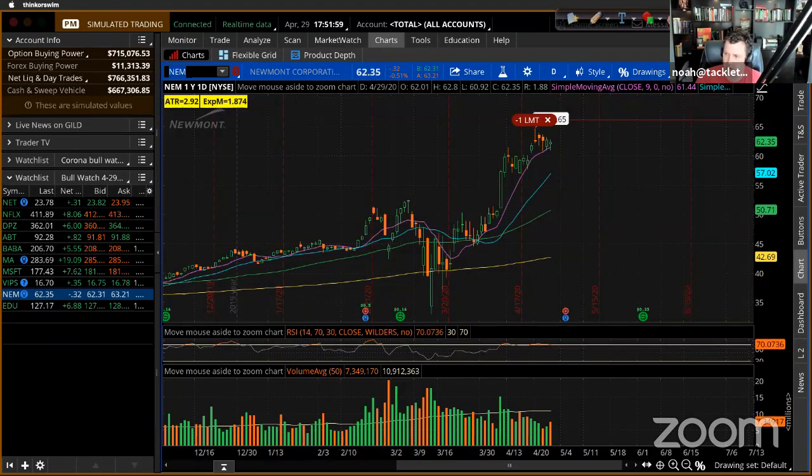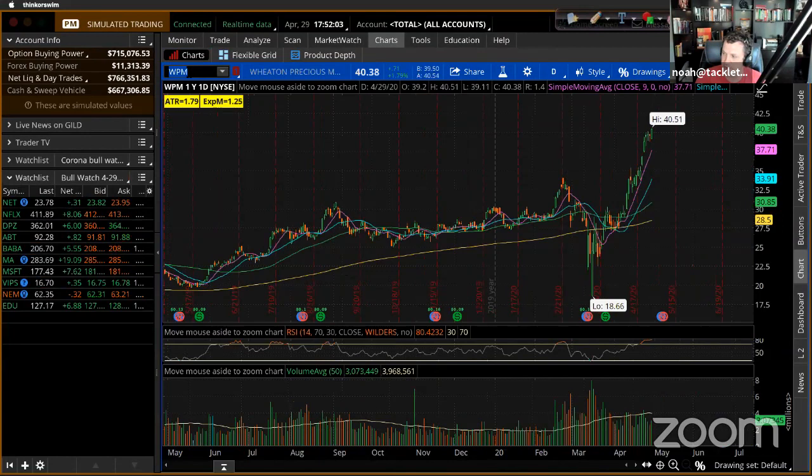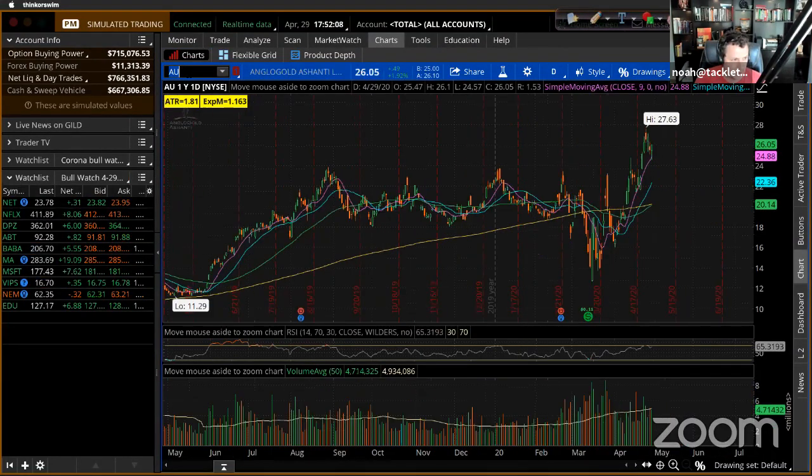We can just look at the gold miners index, the GDX. It broke out and ripped. We had wheat and precious metals on there. It broke out and ripped. We had AU on there. It broke out and ripped. Nailed it. Totally worth being a Tackle Trading Pro member just for that setup alone.